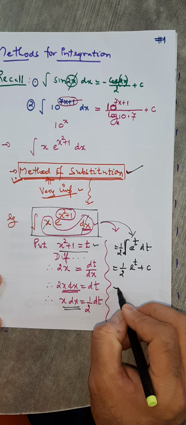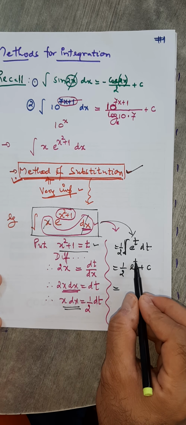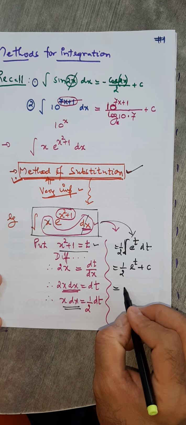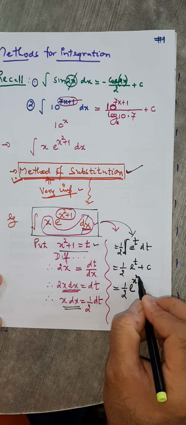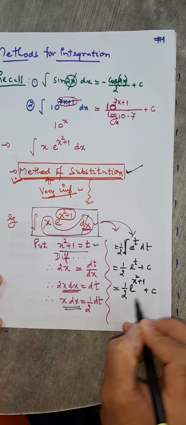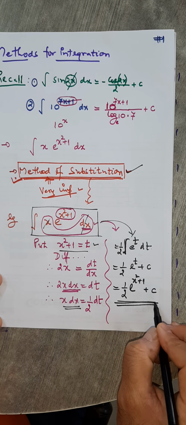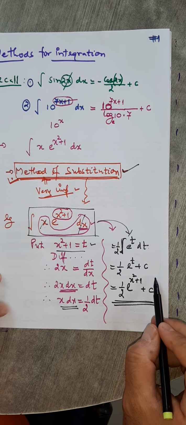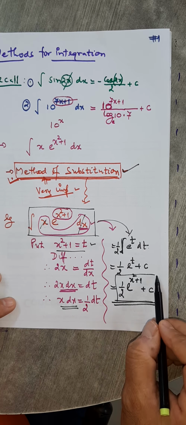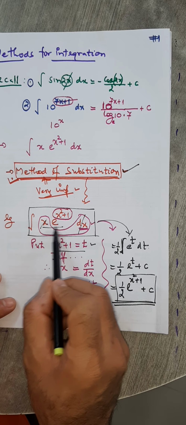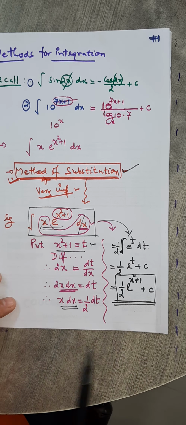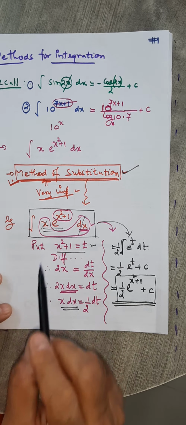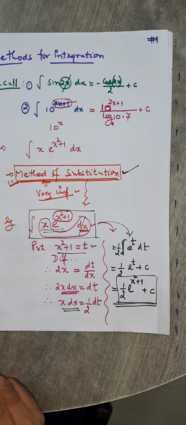Okay, and now t was just an intermediate variable, so we need to express the final answer in x. So half e raised to, what was t? That is x squared plus 1 plus c. This is your final answer. You can verify whether this is right or wrong. Just differentiate this by chain rule. You will get exactly the given function. So this is what substitution is.